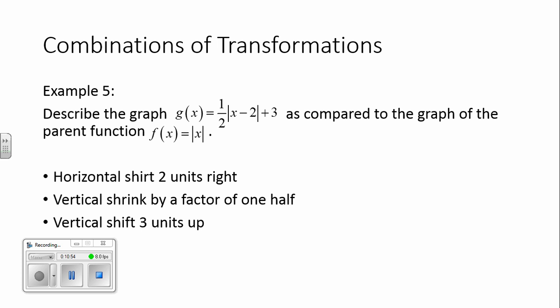Okay, the other two numbers are affecting it vertically. So the 1/2 that's out in front is a vertical effect. You're multiplying it by half, which means the y-coordinates are all cut in half. So it's a vertical shrink by a factor of a half. And the plus 3 on the end is shifting the graph up by 3. So again, you start off with your parent graph of the V shape. You move it to the right by 2. You shrink it vertically by a factor of a half. And then you shift the whole thing up by 3.